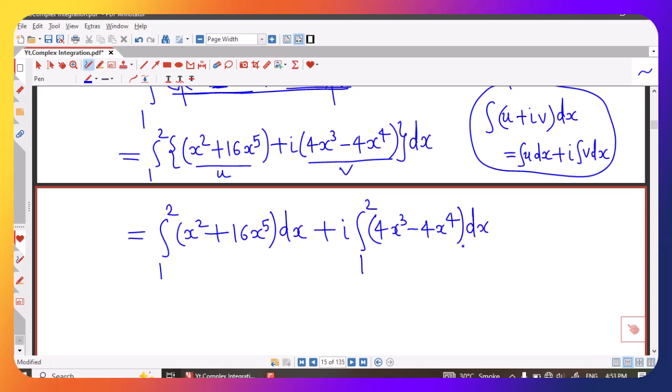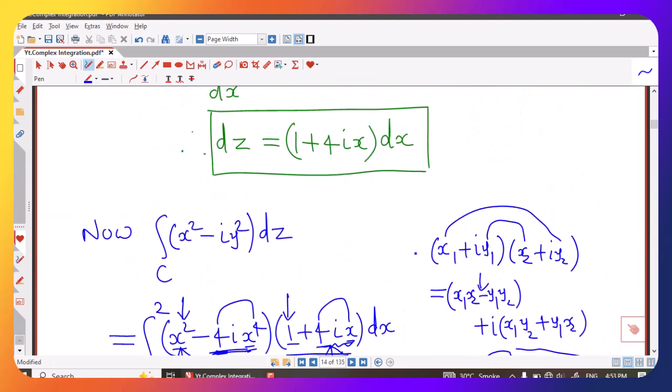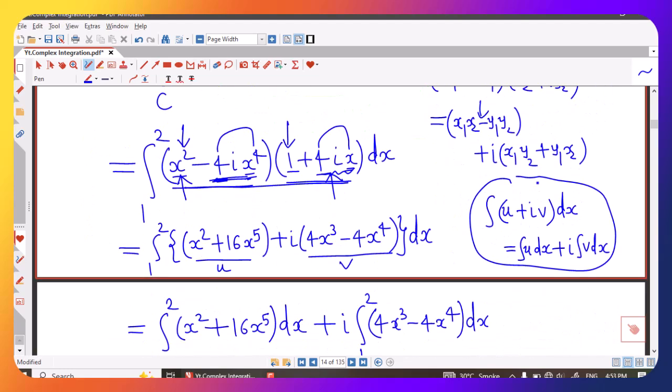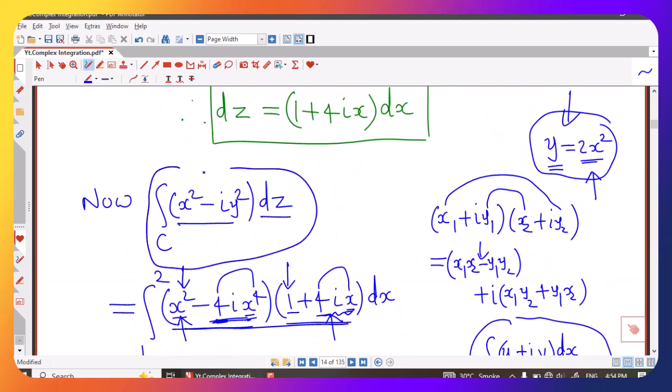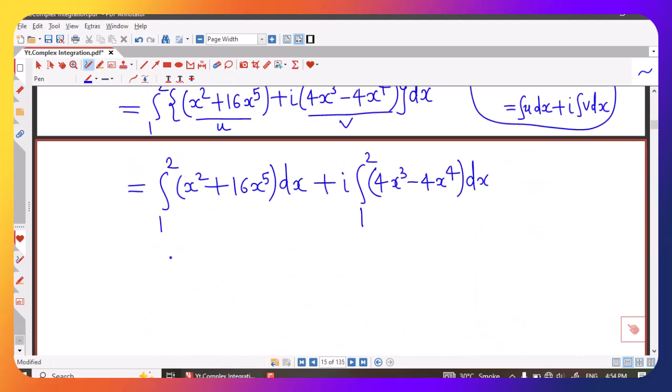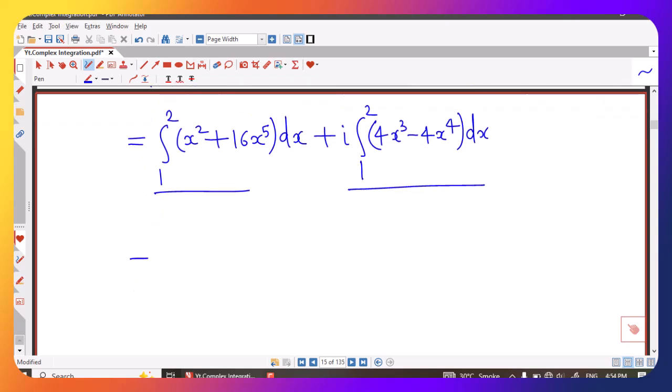So in this way we will first simplify the given function and we are going to convert all these things in terms of variable x, because our curve is y equal to 2x square, so we can easily replace y in terms of x. So using this y equal to 2x square, we are able to convert this complex line integral in terms of real integrals, these two real integrals. Now this is easy to evaluate using the formulas of real integrals.